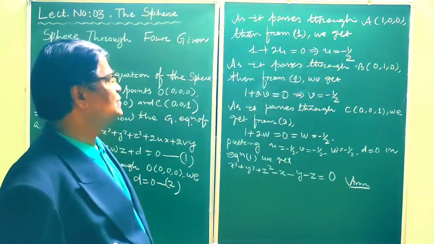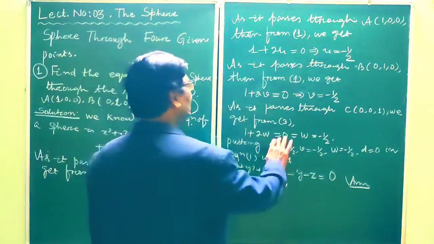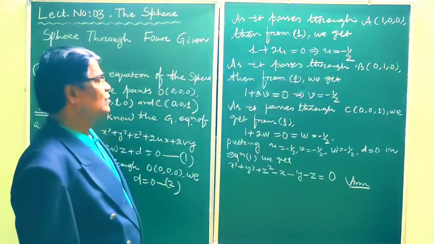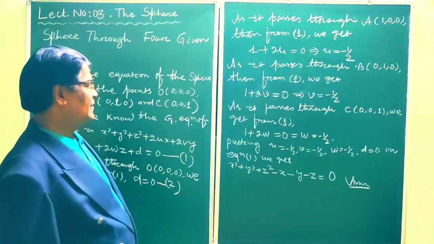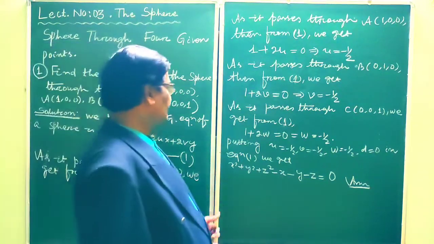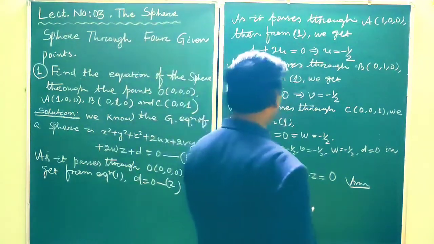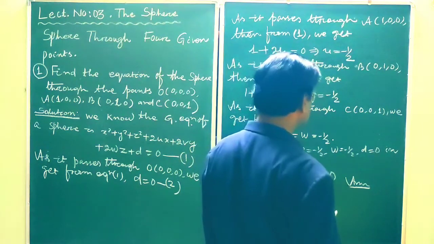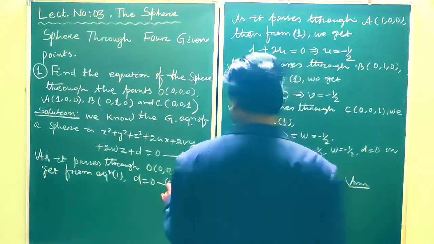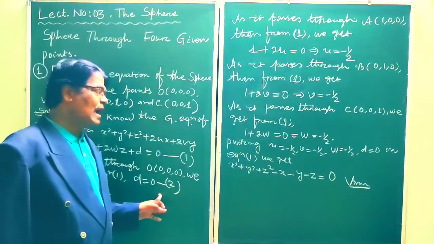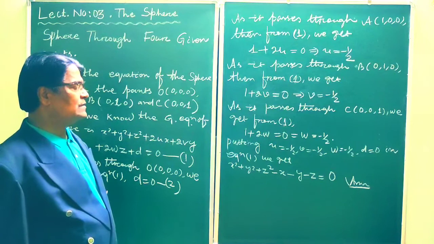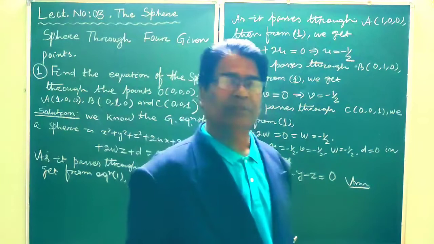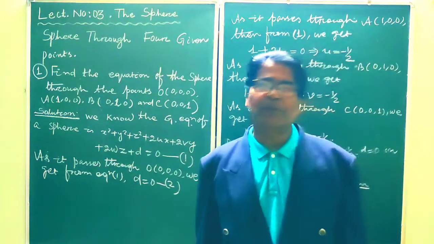As it passes through C of 0, 0, 1, we get from equation 1, 1 plus 2w is equal to 0, so w is equal to minus half. Now, putting the values of u is equal to minus half, v is equal to minus half, w is equal to minus half and d is equal to 0 in equation 1, we get x square plus y square plus z square minus x minus y minus z is equal to 0, which is the required equation of the sphere. With this, the first problem is solved.